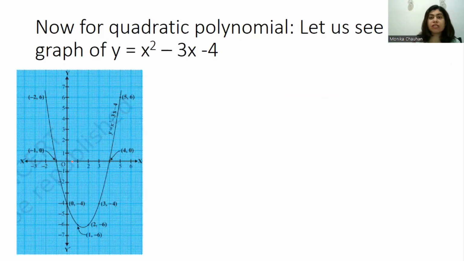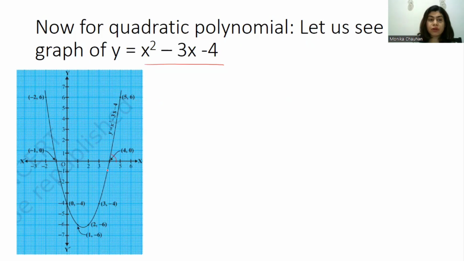Okay, now you tell me, this is a quadratic polynomial: y equals x square minus 3x minus 4. It's a quadratic, right? For a quadratic, you generally get this kind of graph, and the shape is called a parabola. Sometimes it is downwards, sometimes upwards. But the point is, we are not looking at the shapes. We have to check at how many points it is touching the x-axis.